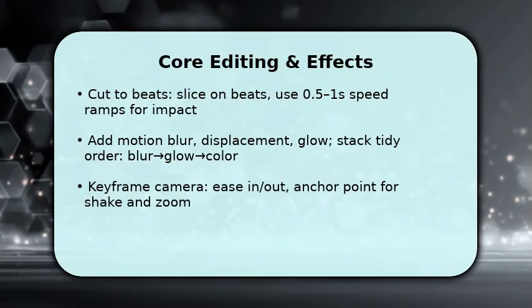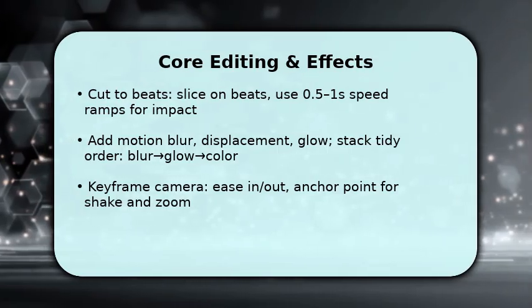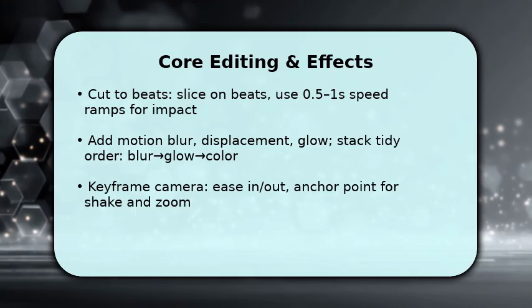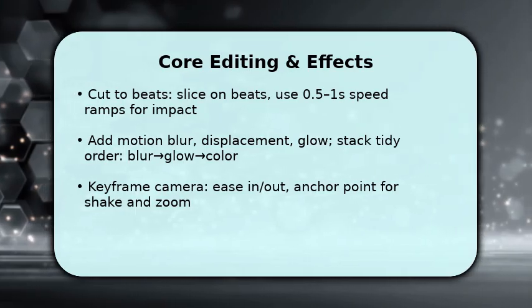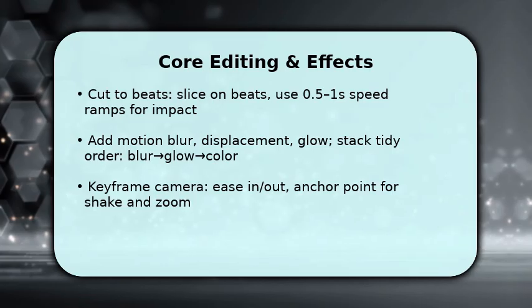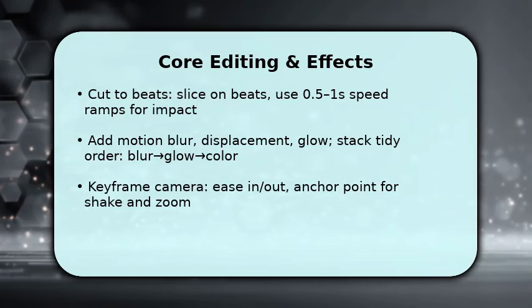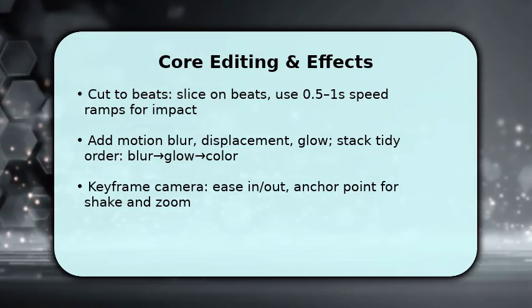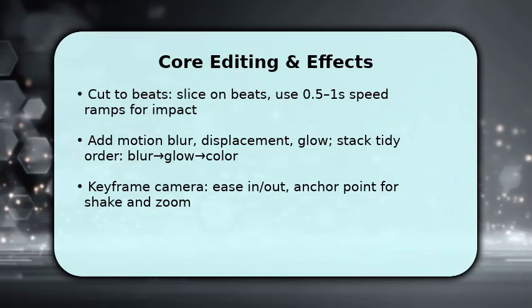Now you build the edit. Cut clips to the music and add speed ramps of 0.5 ones around peaks to emphasize hits. Apply motion blur and displacement to cell movement, then add a glow or color layer for highlights. Stacking blur before glow keeps edges soft without washing detail.